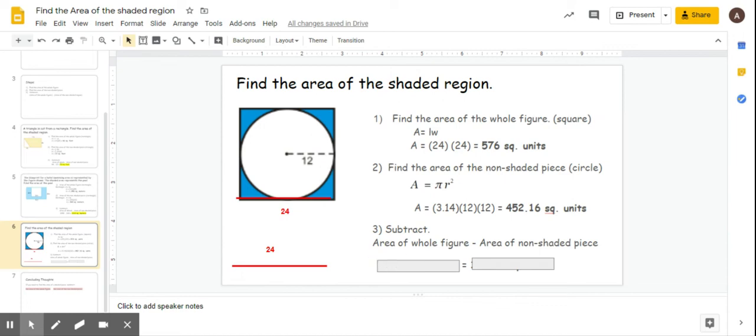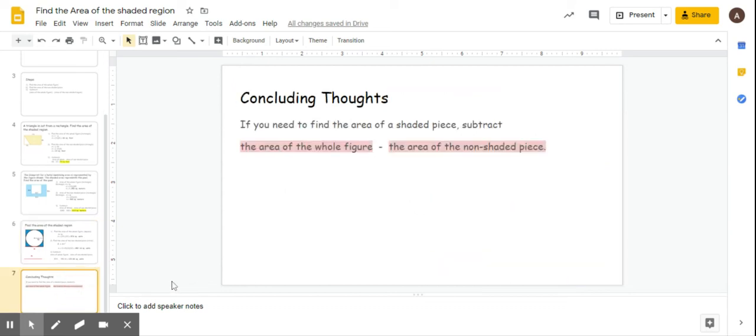So then you would take the area of the whole figure, which is 576, and you would subtract the area of the circle, which is 452.16. And then you end up getting 123.84 square units. So your concluding thoughts, if you need to find the area of a shaded piece, you just subtract the area of the whole figure minus the area of the non-shaded piece.